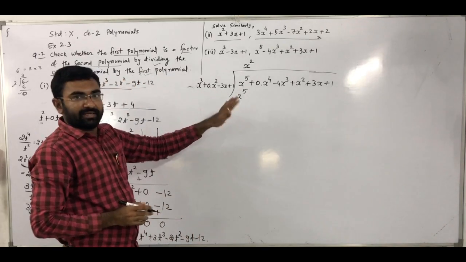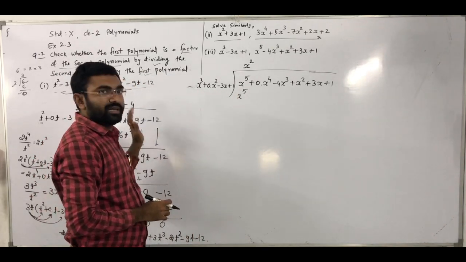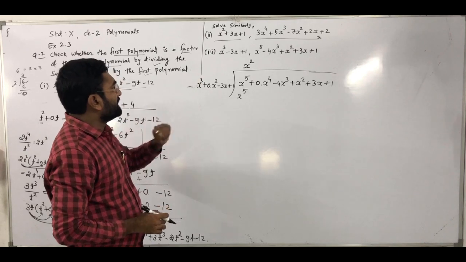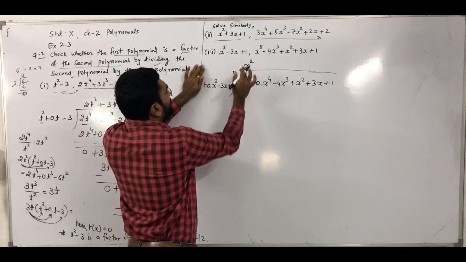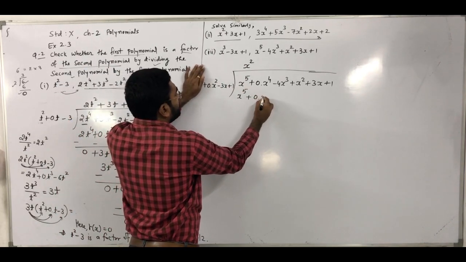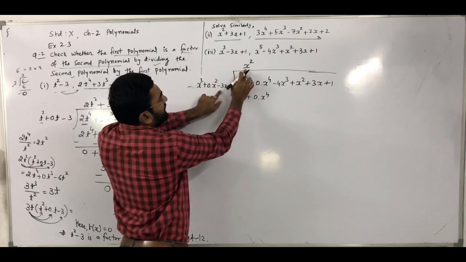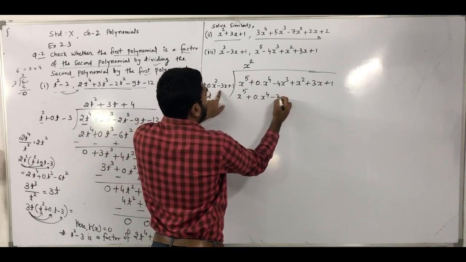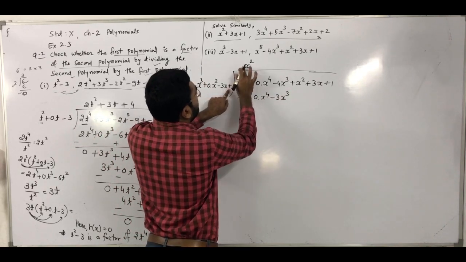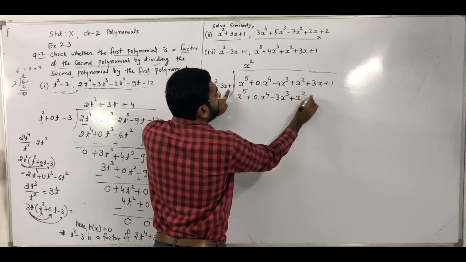Now I take it directly, right? We have already solved enough sums, so we can write directly: 0 into x square gives 0 into x raised to 4. Minus 3x into x square gives minus 3x cube. Plus 1 into x square gives plus x square.